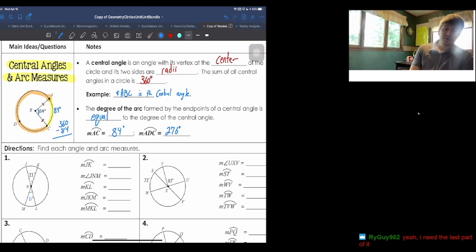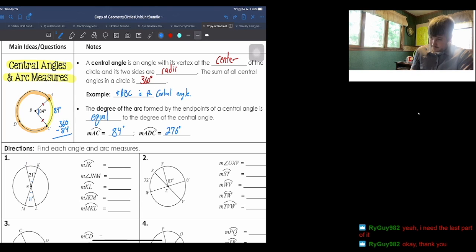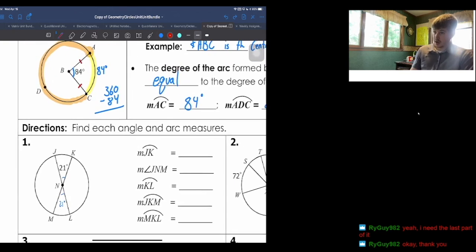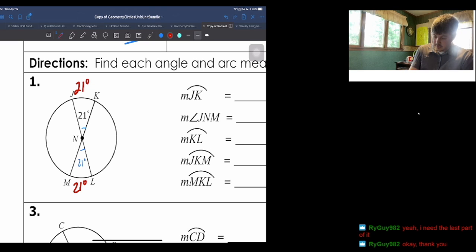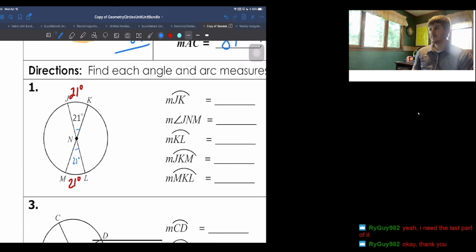But if they're 21 degrees and they are central angles, they are coming from the center of the circle, from here to here. So that means those corresponding arcs, JK and ML, are also 21 degrees. So out here are also 21 degrees. So now all I've got to do is figure out the arcs next to them as well.